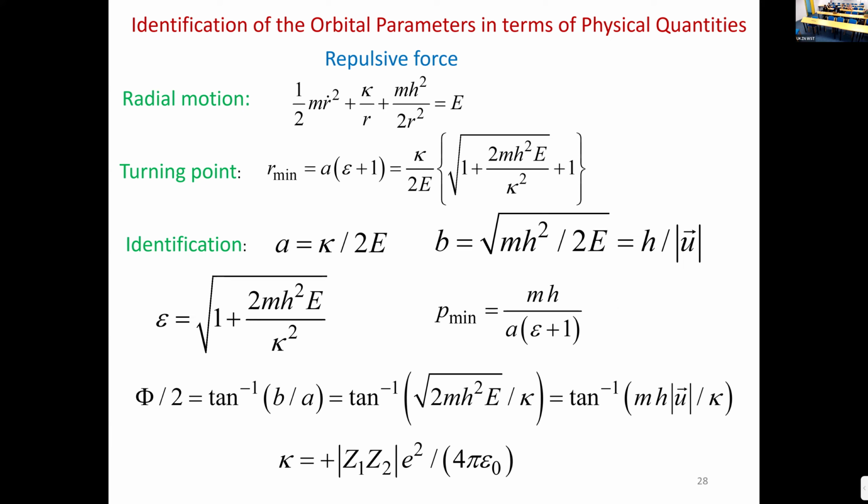The rest looks very similar, except kappa is now a positive quantity. So all of these things are identical. Again, h is b times u, worth noting.